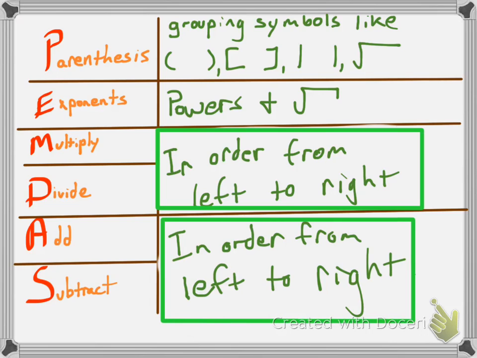So if you have to divide first, that's fine. Then you multiply. If you have to multiply first, that's fine. Then you divide. After you do those two steps, then you do add and subtract, and it's the same way. You can subtract first or you can add first. Depends on the order from left to right.